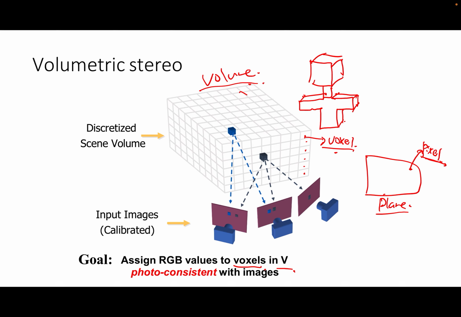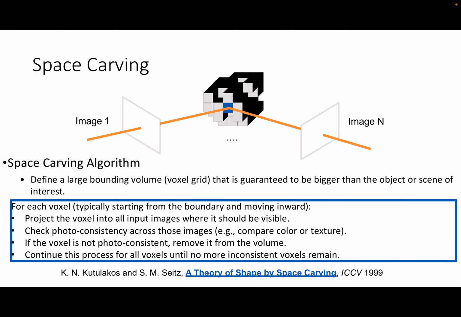Anyway, you assign RGB values to voxels in V. We will study lots of 3D representations after the midterm, like volume, point cloud, mesh, implicit, all the stuff we will learn later. But at this moment, you can just be familiar with volume. And this is the space carving algorithm. First, we need to do initialization.